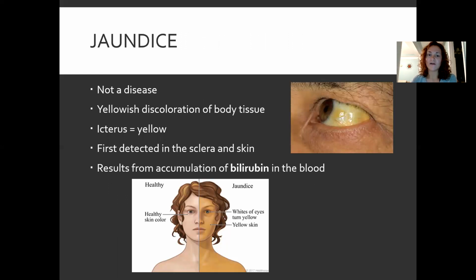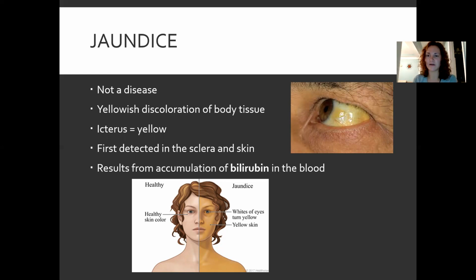So when we have liver disorder, something called jaundice can occur. It's not a disease, but it is a symptom of liver malfunction. And what happens here is there's a yellowish discoloration of body tissue. Icterus is the medical term for yellow.